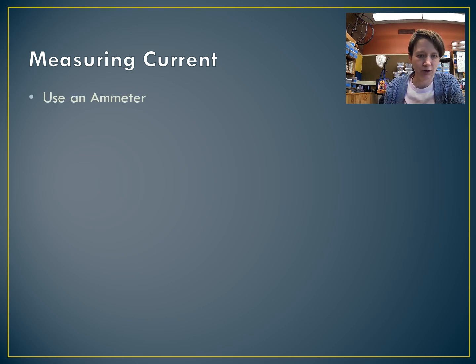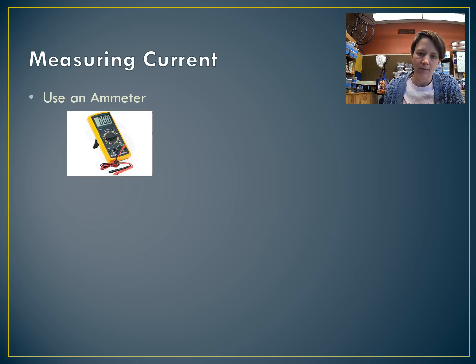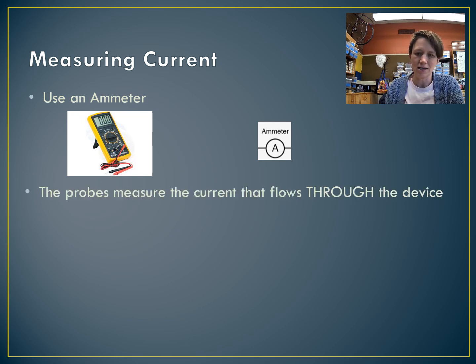Measuring current is really straightforward as well. You use a tool called an ammeter, not amp meter, but ammeter. And it is probably on that same device that we measured voltage with. In a circuit diagram, an ammeter is a circle with an A inside of it with two leads or wires coming out of opposite sides.